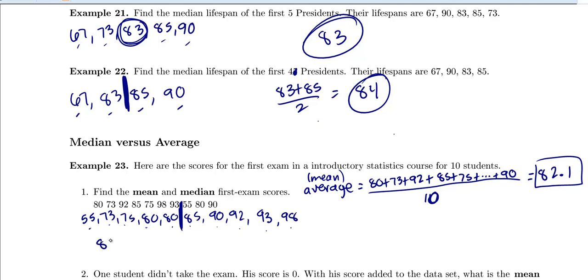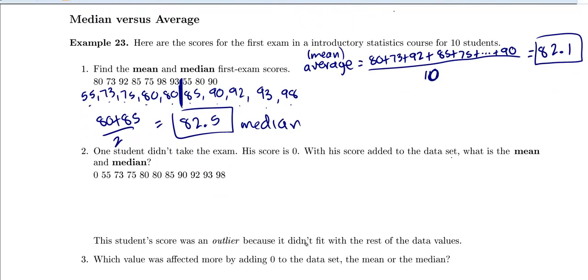Because it's in the middle of the two numbers, I have to find the average of those two numbers. So I add them up and divide by 2, which gives me 82.5. So that's the median. So my median is 82.5, my mean is 82.1.